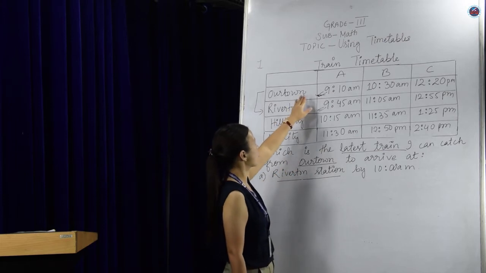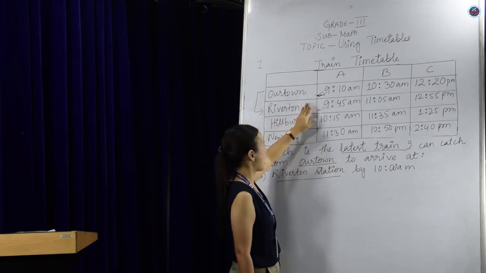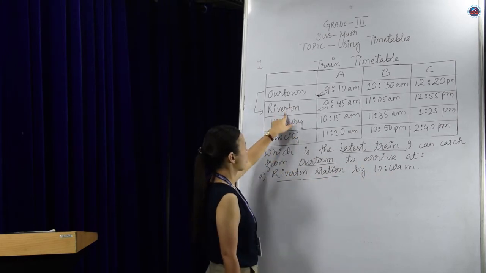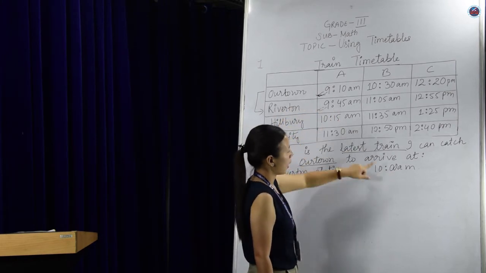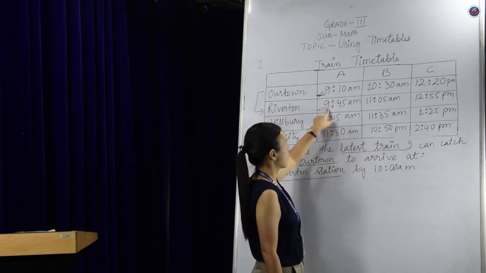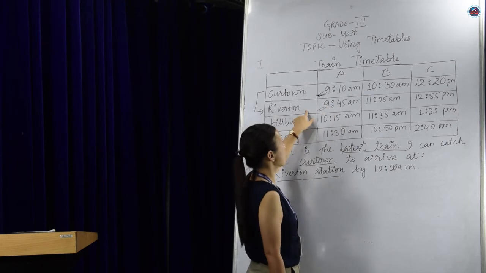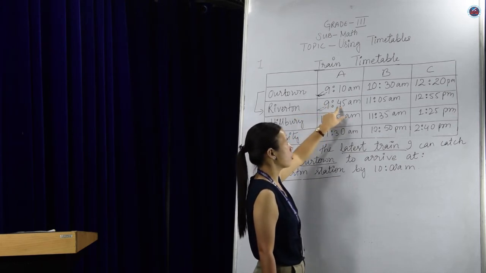So to go from our town station and reach Riverton station by 10 a.m. Now look at this Riverton station here. Here, my arrival timing is 10. Here, the departure timing for this train A from Riverton is 9:45. That means I'm going to miss this train.